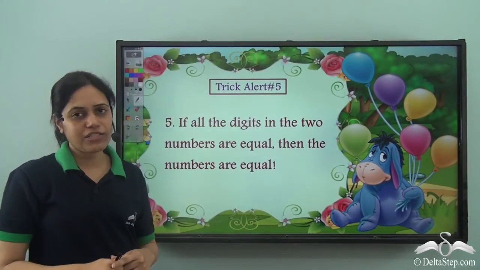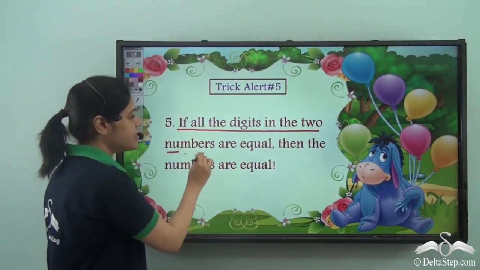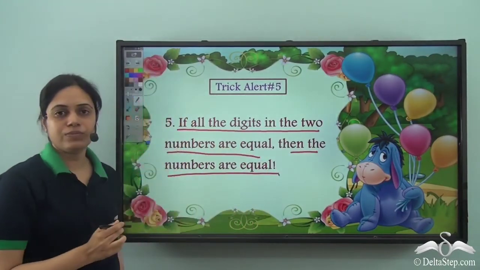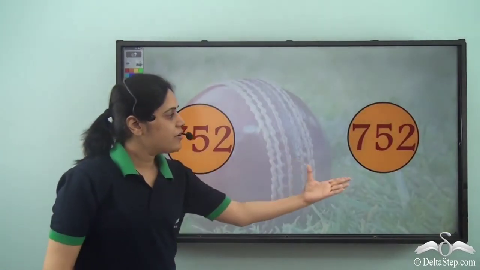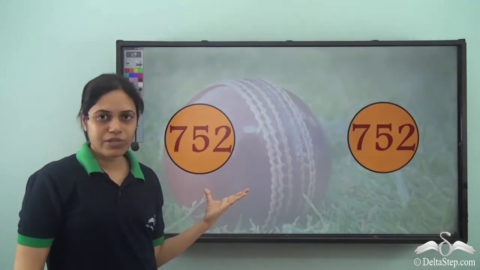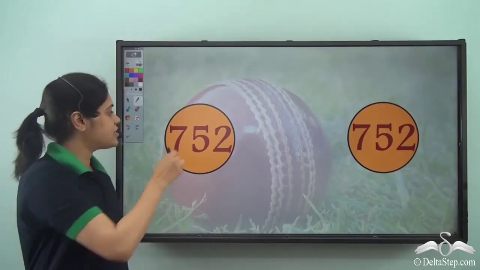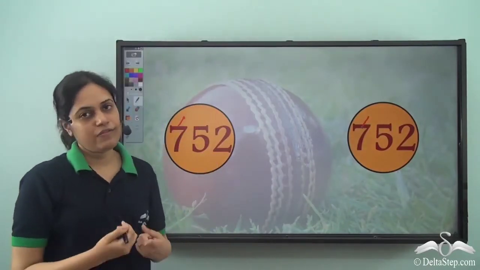And this is the last trick. If all the digits in the two numbers are equal, then the numbers are equal. So in a case like this, there are 3 digits in both the numbers. So the first trick does not work. The second trick is to compare the first digit, 7 and 7, which are the same.